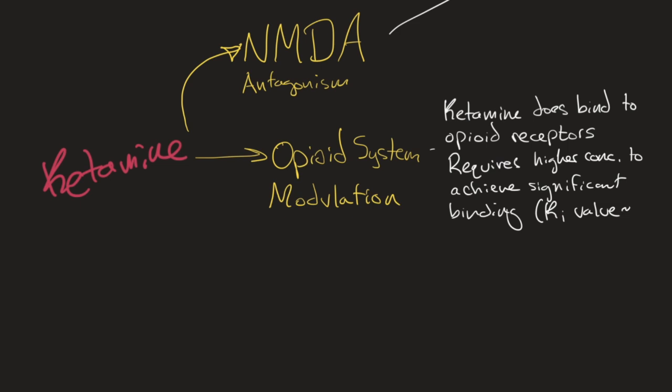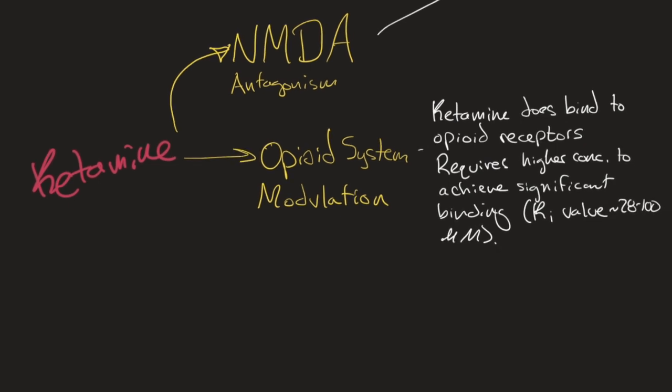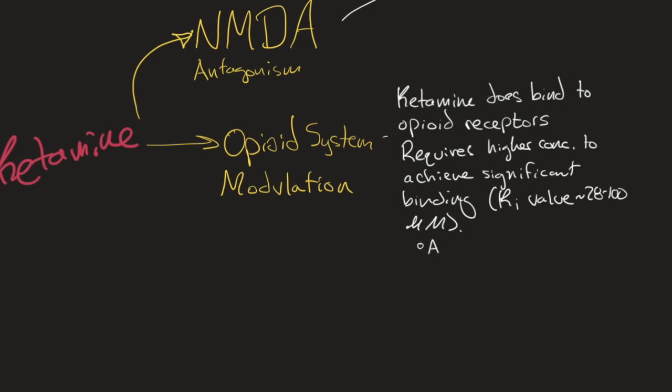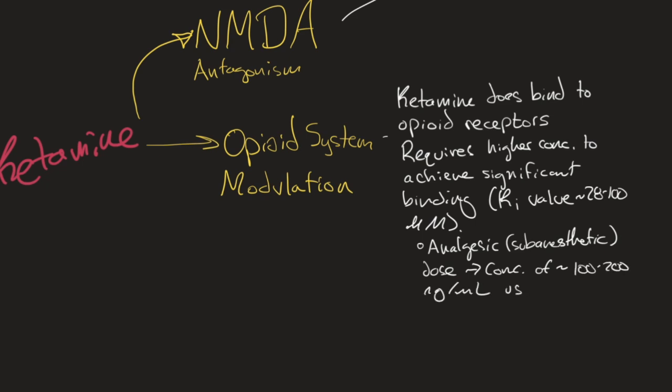It's got a binding strength, called a Ki value, of about 28 to 100 micromolar. Now, for comparison, morphine binds to those receptors magnitudes more strongly, in the nanomolar range. So at typical subanesthetic doses, say around 100 to 200 nanograms per milliliter in the blood, or 0.4 to 0.8 micromolar, ketamine binds only to about 1 to 3% of the opioid receptors. Now that's a small fraction, but still could make a difference.